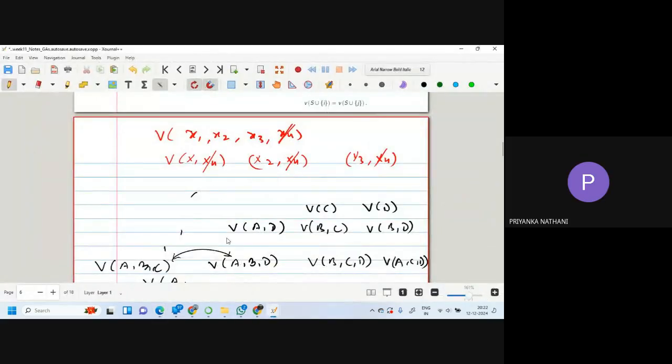Yes. Okay, so a null player is a player. If you remove this player from all the collisions where he is there and still the value remains the same, then he is a null player.